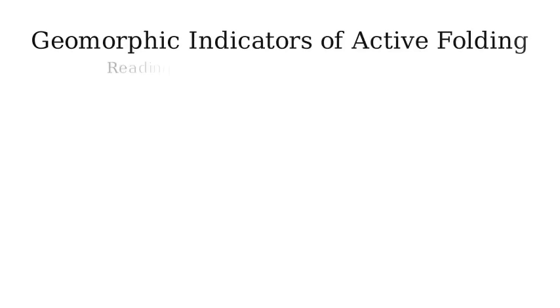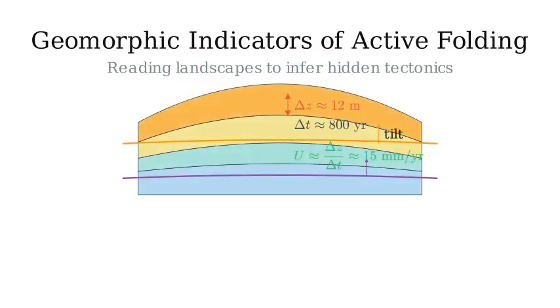In this lesson, we will build an intuitive visual understanding of geomorphic indicators of active folding. As folds grow, they deform surfaces, warp rivers, and reshape relief. We will learn to recognize and quantify these signals on the landscape. First, warped and tilted surfaces.